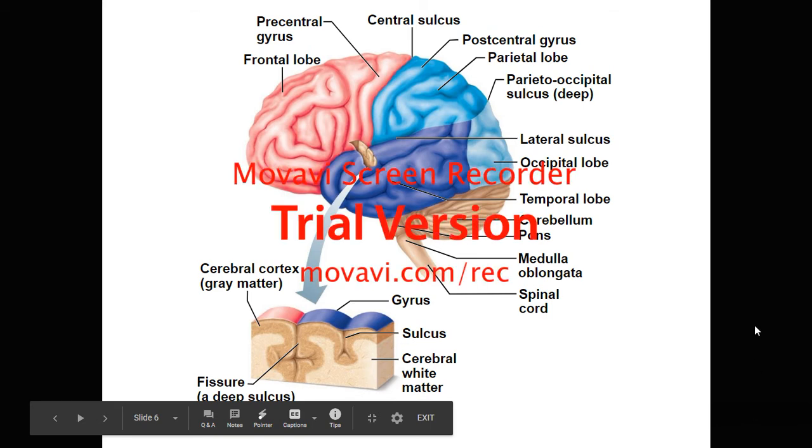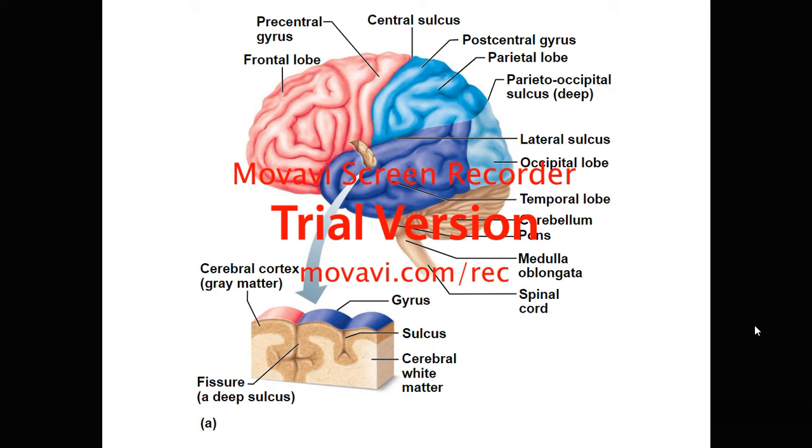The frontal lobe also contains the primary motor cortex. So that's the major region responsible for voluntary movement.